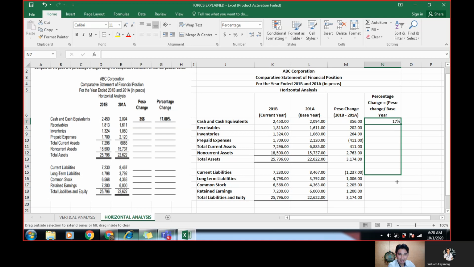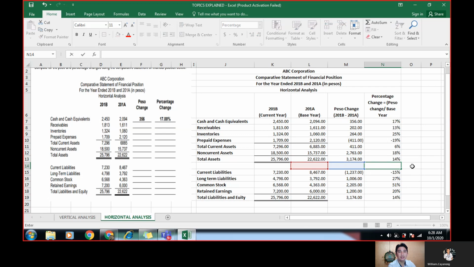Now, okay. So, if we are going to measure the percentage, since same lang yan sila na formula, pwede lang natin siyang i-drag. Okay. Drag lang natin. Ayun. Case lang natin to, kasi wala namang formula dyan. Therefore, we can say na nag-increase siya by 17% yung cash, sa receivables nag-increase ng 13%, sa inventories nag-increase ng 25%, okay, si prepaid nag-decrease by 19%, so on and so forth. Pagdating dito sa current liabilities, nag-decrease siya by 15%, nag-increase ang long-term natin liability by 27%, nag-increase ang common stock natin by 51%, 'di ba?